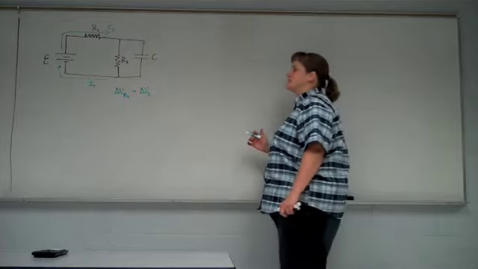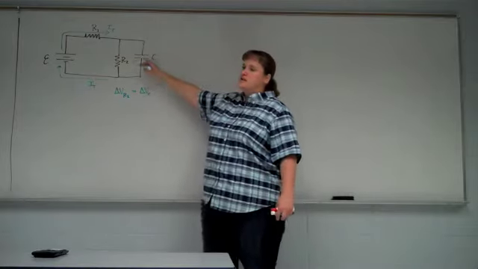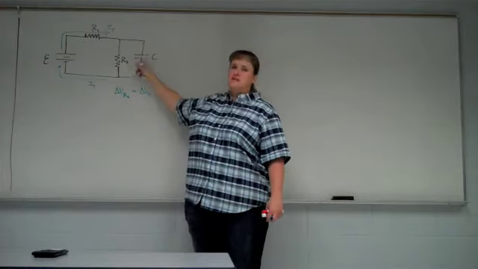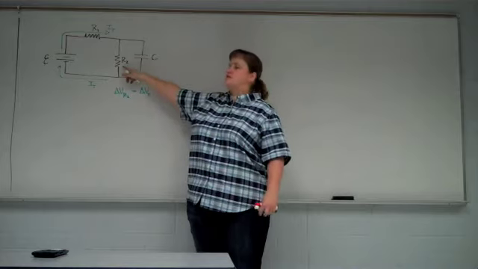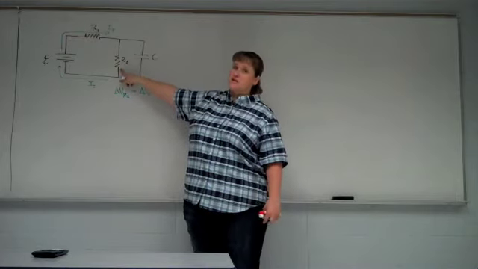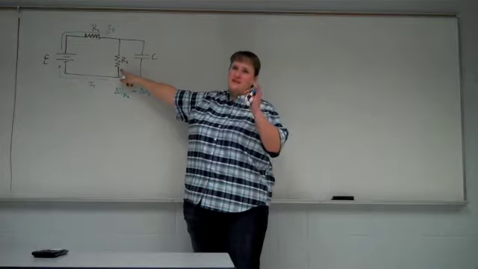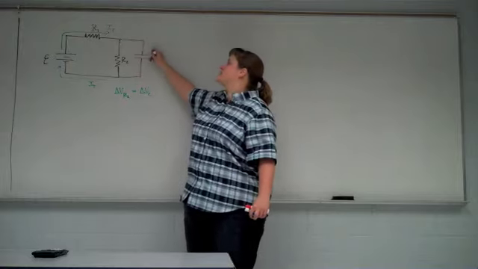So initially, if the capacitor is uncharged, then the voltage drop across the capacitor at that instant is 0. So the voltage drop across this resistor must be 0. So what can you tell me about the current right there at that instant? Is 0. All the current flows this way initially.